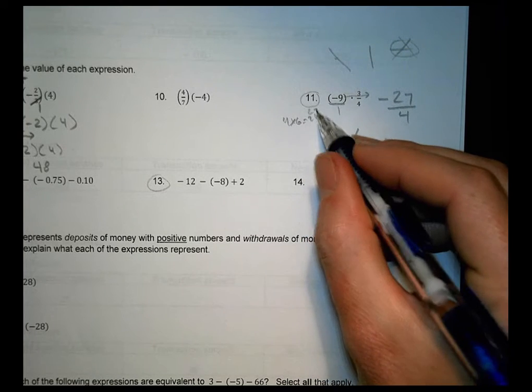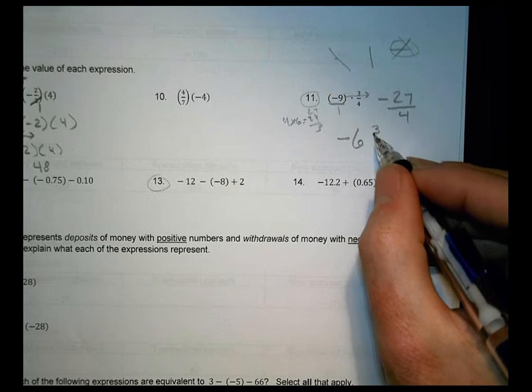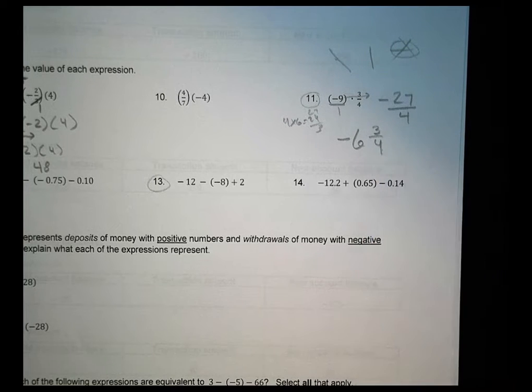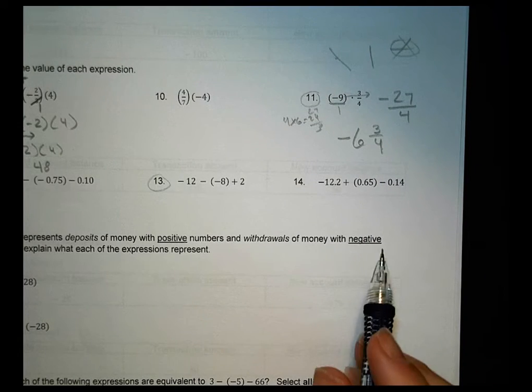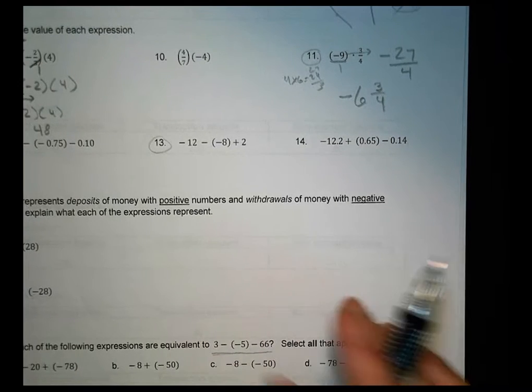And then 27 minus 4 is 3, and it leaves me with 3 left over. So I could write it as a mixed number like that. Either one would work.